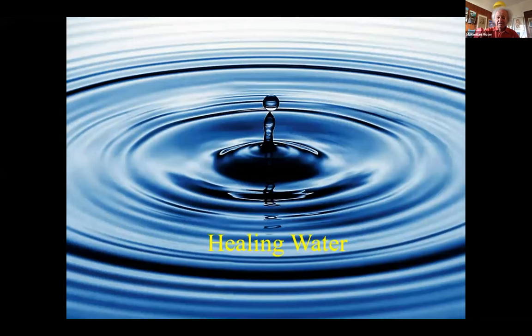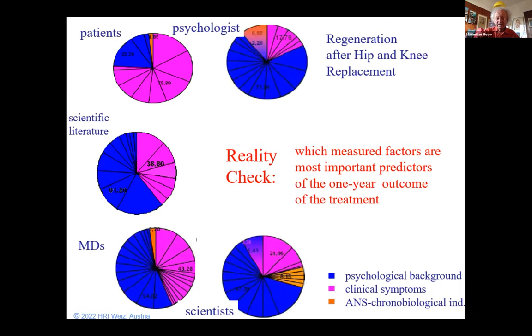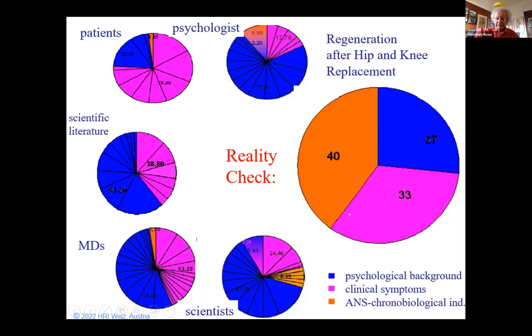Now, I think we are a little bit short in time already. So I will skip this and go to the last part of our talk, maybe this picture is rather important because it shows the effectiveness of these chronobiological interventions. We made this with 280 patients after hip and knee replacement and looked at which factors were most important in predicting the 1 year outcome of the treatment. And you can see here, we had psychological background, we had clinical symptoms, and we had chronobiological interventions. And it turned out that the chronobiological interventions were the most effective and the most predictive ones for how the patients were 1 year after the surgical treatment.